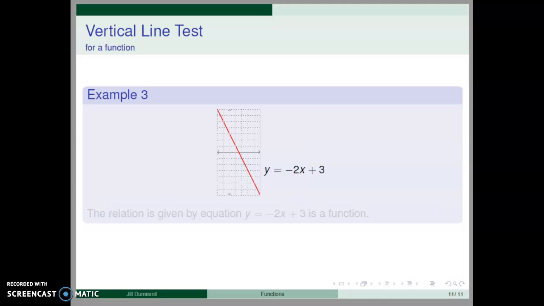Finally, consider the relation defined by the graph of the line y equals -2x plus 3. We draw some sample vertical lines and see that none of them will intersect the given line more than once. Thus, the relation defined by y equals -2x plus 3 is a function. This video defined the notion of a function. The next video will discuss how functions are expressed and evaluated.